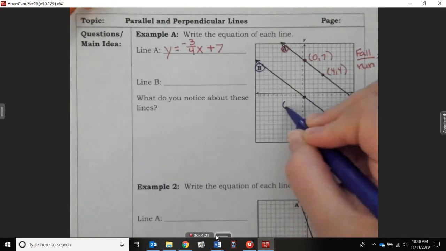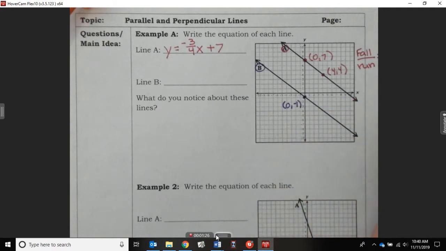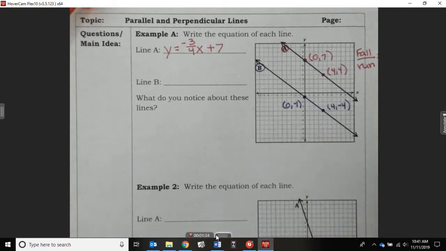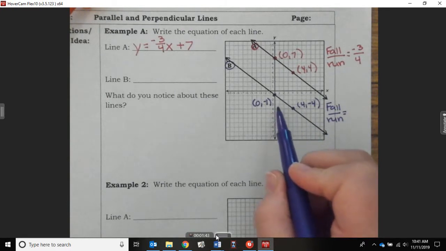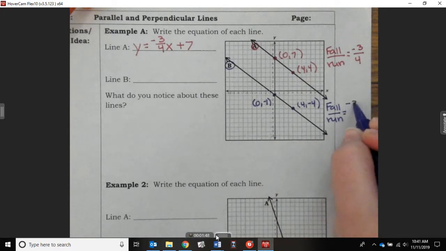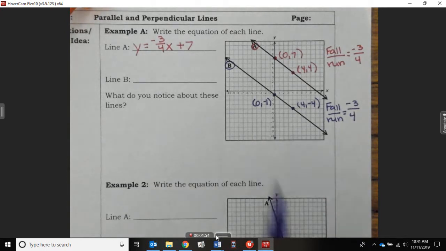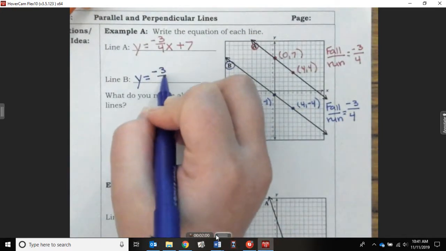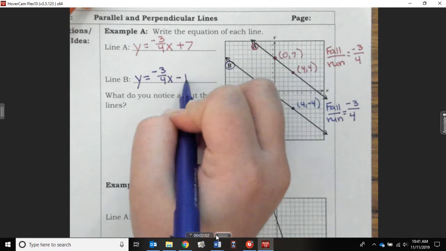So let's start with our y-intercept, which is 0, negative 1. And I'm also going to pick this point, which is 4, negative 4. And again, I'm going to find my slope by hand because it is just my fall over my run. And if I count, I'm going down 1, 2, 3, and right 1, 2, 3, 4. So my fall is negative 3, my run is 4, so my slope is negative 3 over 4, and my y-intercept is negative 1. So the equation of my line is negative 3 over 4x minus 1.